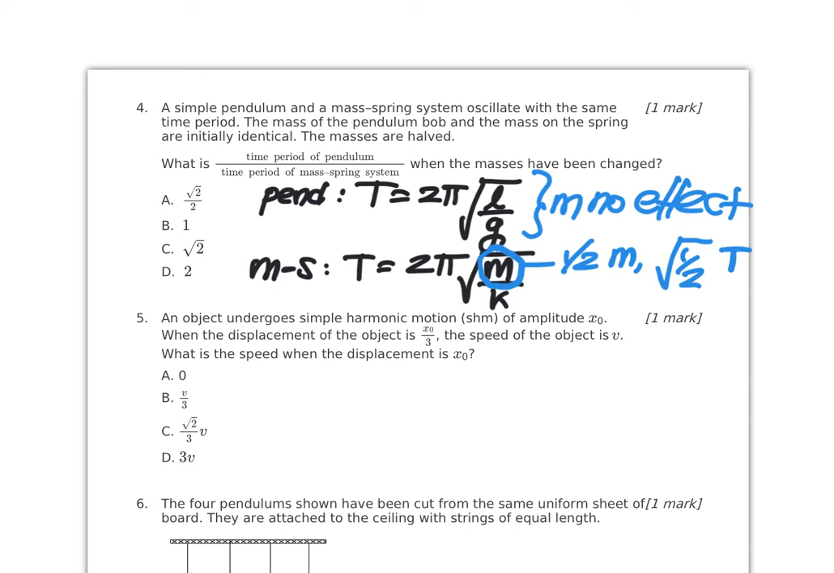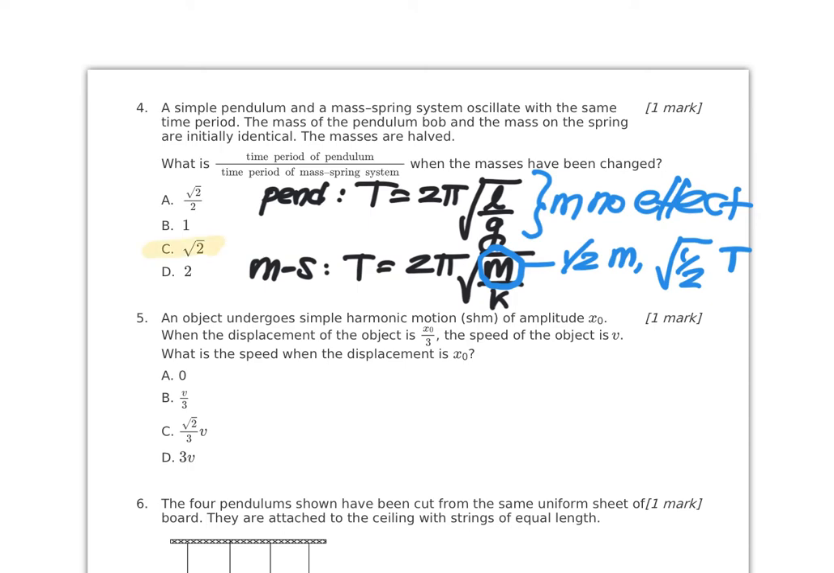So if we do pendulum divided by mass spring, that's 1, because the pendulum period would not change. So that's 1 over radical 1/2. And so if we simplify that, we wind up with radical 2 is the period of the pendulum over the period of the mass spring system, if you have both masses. So 4 is choice C.